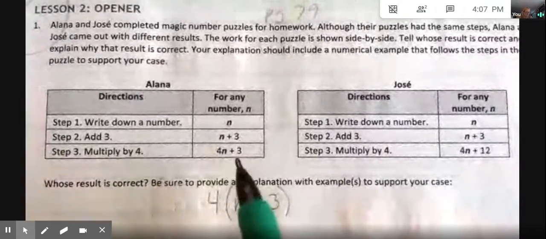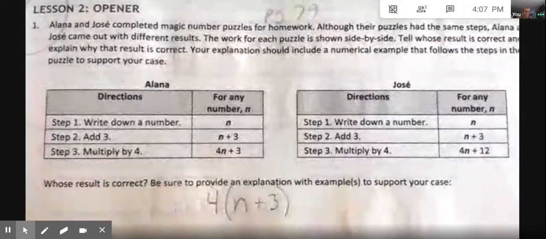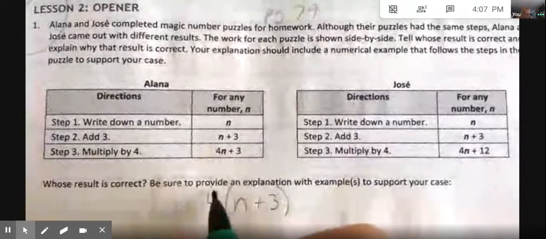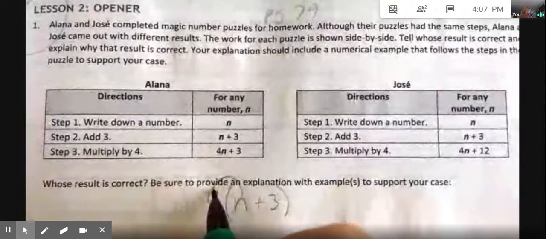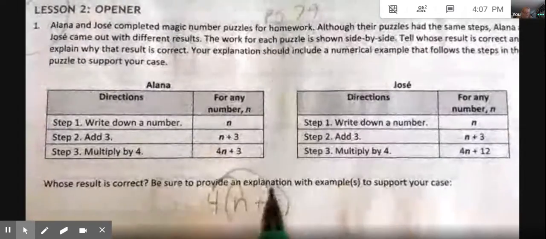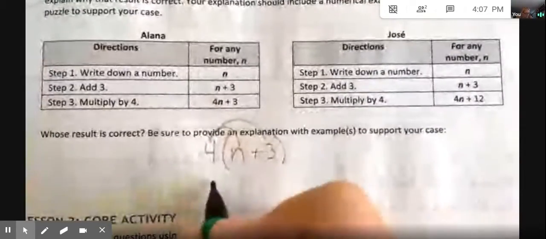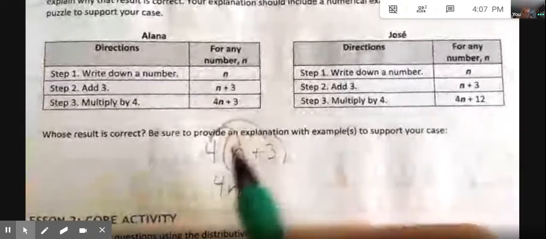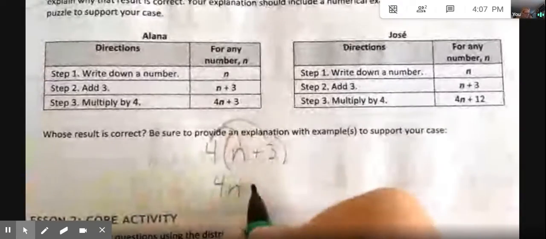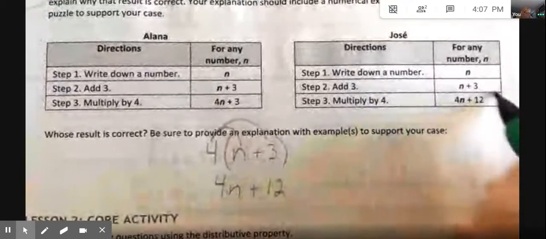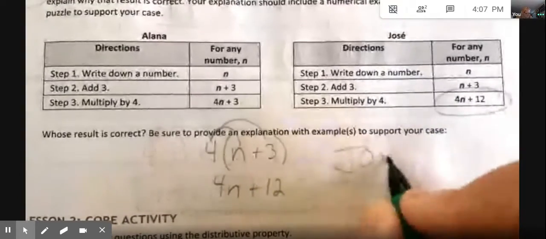Okay, well, now it doesn't look like either one of these. So now let's use the distributive property to multiply that 4 into the parentheses. And we have to multiply it with both the n and the 3. So 4 times n gives us 4n, and 4 times 3 gives us 12. So it looks like Jose is right.